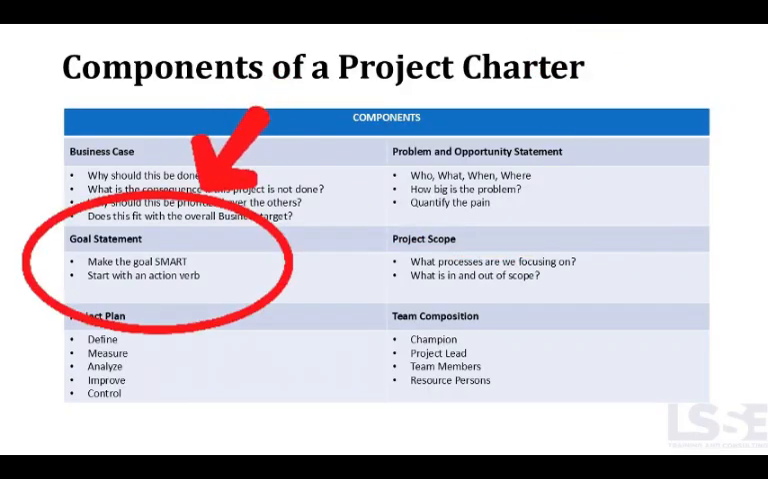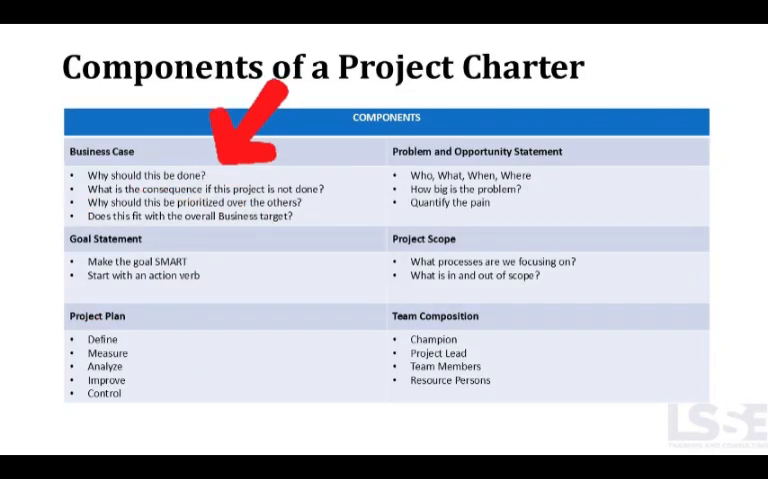Number 3, the goal statement. Your goal should be SMART: specific, measurable, achievable, relevant, and time-bound. Always start with an action verb. For example, reduce defect rate by 30% within 6 months.